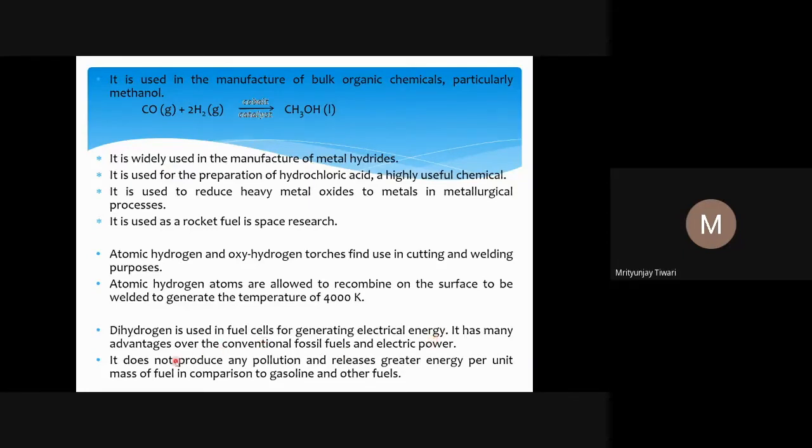And hydrogen does not produce any pollution and releases greater energy per unit mass of fuel in comparison to gasoline and other fuels. So what will happen if you burn gasoline? Gasoline contains carbon and some other impurities as well. If you burn gasoline, you will find mostly the formation of carbon dioxide if oxygen is in adequate amount. If oxygen is inadequate, carbon monoxide gas will also be formed. Along with carbon monoxide and other gases, because of impurities in gasoline, we also get NOx and SOx gases.